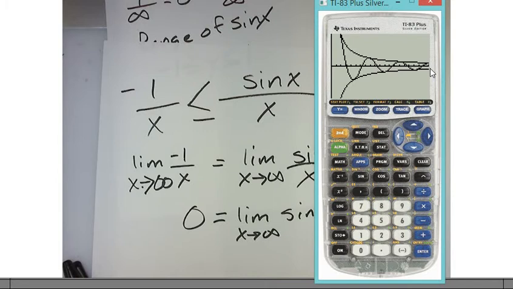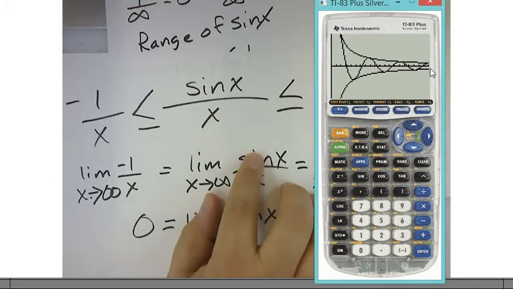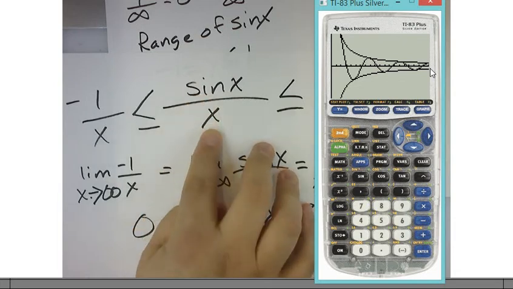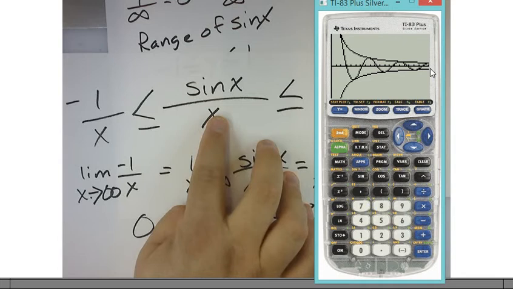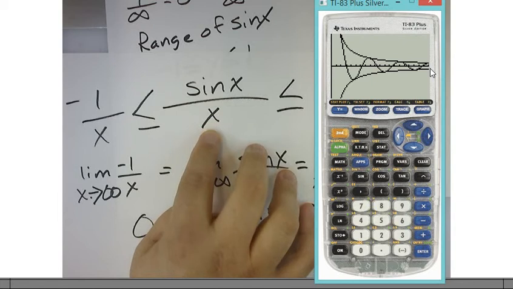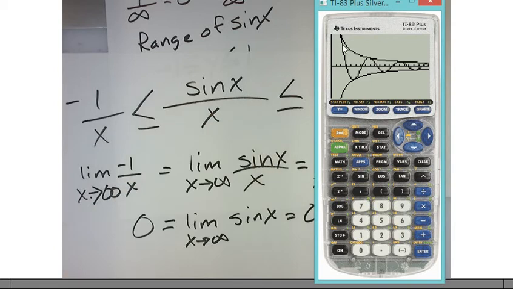The reason for that is the behavior of sine of x. The sine of x is going to oscillate between negative 1 and 1, but x is going to get bigger and bigger as we approach infinity. So over time, this has a dampening effect on the oscillation. Essentially, you'll have negative 1 over 100 and positive 1 over 100, and then as x increases, negative 1 over 10,000 and positive 1 over 10,000. So the function gets smaller and smaller, bound by these two functions.